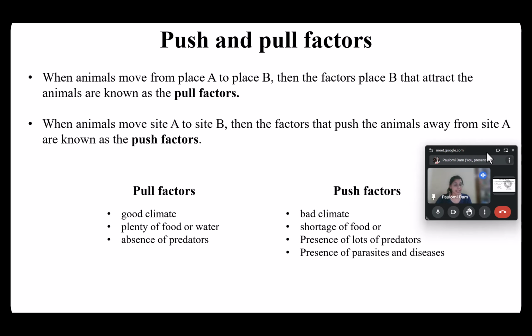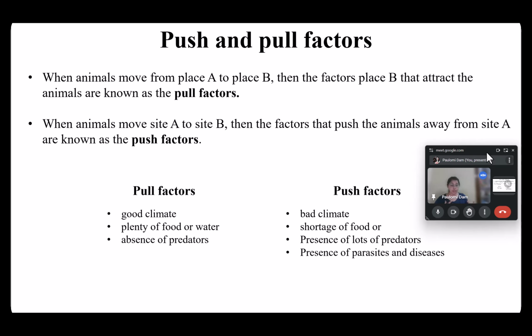As you can see on the slide, when animals are moving from place A to place B, the factors place B has that attract the animals are called pull factors, while when animals are moving away from site A, the factors that push them away from site A are called push factors. Examples of pull factors are good climate, plenty of food and water, and absence of predators. Push factors, the ones that move animals out, are the opposite: bad climate, shortage of food, presence of a lot of predators, presence of parasites and disease.